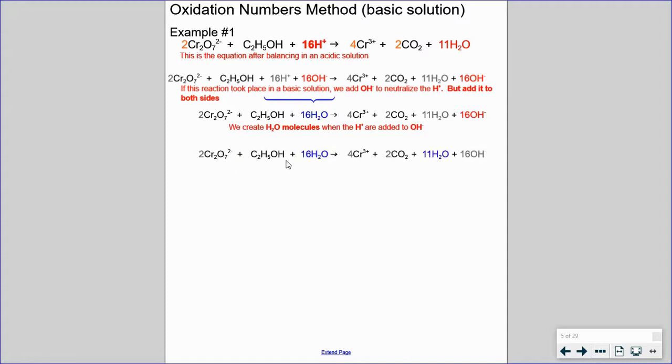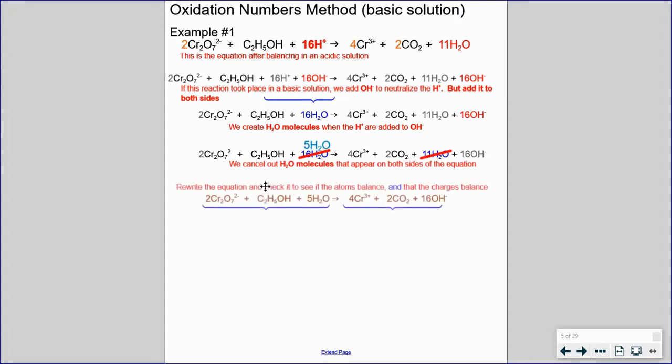So we're left with 16 water molecules, but we also see that there's 11 water molecules on the other side. So now we're going to cancel them out. 16 take away 11 is 5. So you have 5 water molecules on the left-hand side. At this point, we're going to say that we are done. This is how you finish balancing a redox reaction in a basic solution.